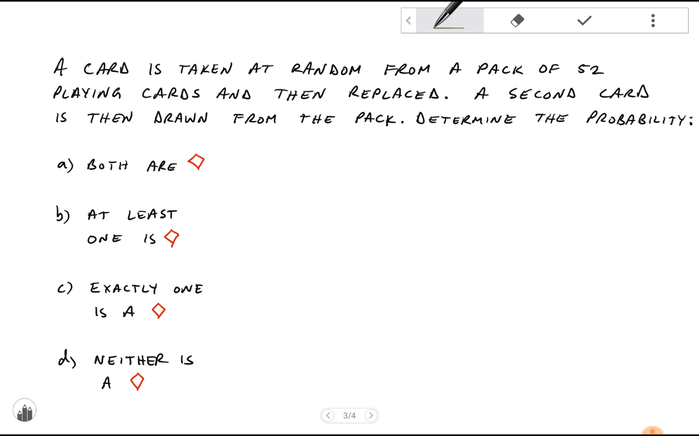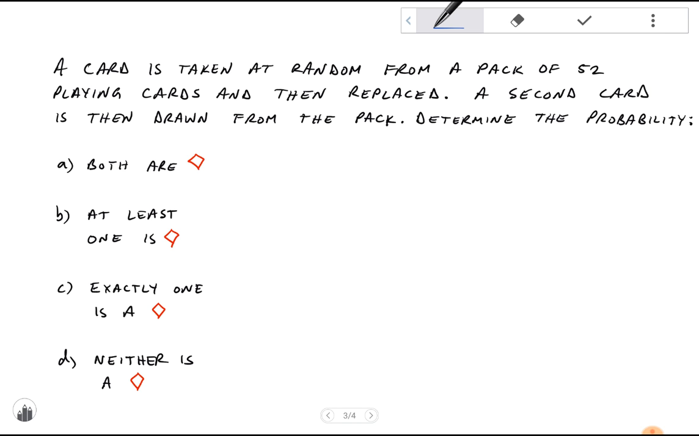All right, moving on. A card is taken at random from a pack of 52 playing cards and then replaced. A second card is then drawn from the pack. Determine these probabilities. Okay, so it's important that it's replaced. So we always have that pack of 52 cards. So we're going to do one thing and then we're going to figure out another.